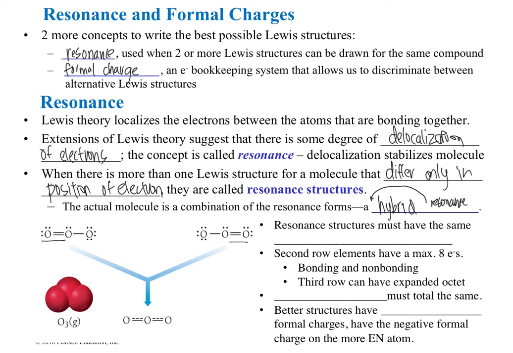So again, they have to have the same connectivity and the same number of electrons. Follow the same rules as normal. Their formal charge must be the same. We'll talk about that in a sec. And then the best structures have fewer and smaller formal charges. And if they do have a formal charge, the negative should go on the most electronegative atom. We'll talk about that in a sec.